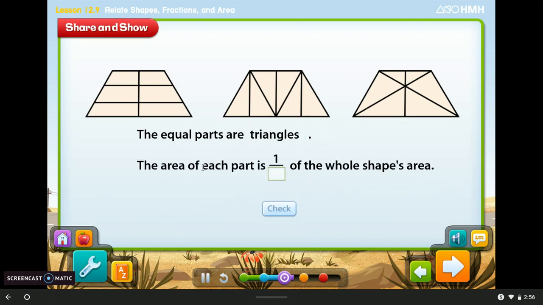The area of each part. So does that mean the whole thing, or does that mean one part? Well, I gave you a hint. The top number means how many you're counting. Because we're talking about each, we're just counting one. So one what? What would we call these size pieces? I hope you're thinking 6. Because yes, if it's 6 equal pieces, then one of each part is going to be 1/6. Okay? Again, it should be a little bit of review.